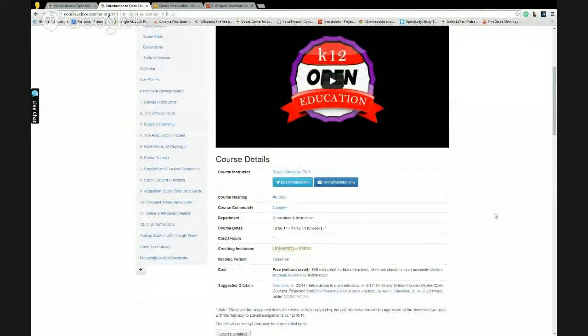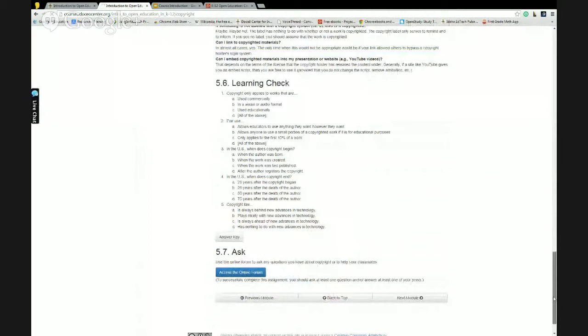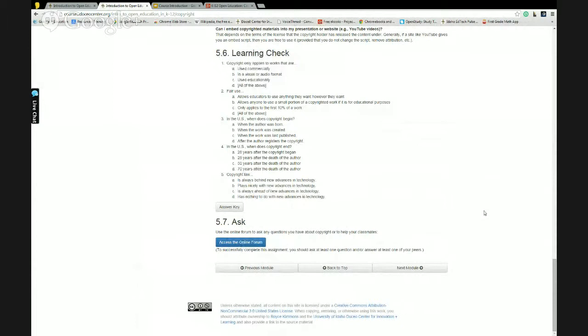You also have a form that is available to you. For instance, on module 5, you have a link to the online forum, and this is used to submit questions if you have questions for the group.